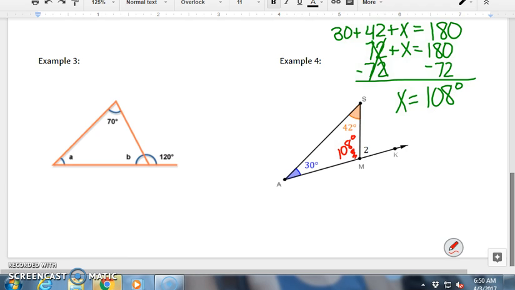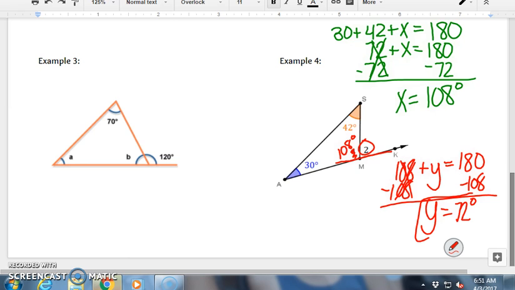Now that I know the adjacent interior angle, I can set up and solve for the exterior angle. So 108 plus, I'm going to make that angle y, equals 180. I subtract 108, and I get y equals 72 degrees.